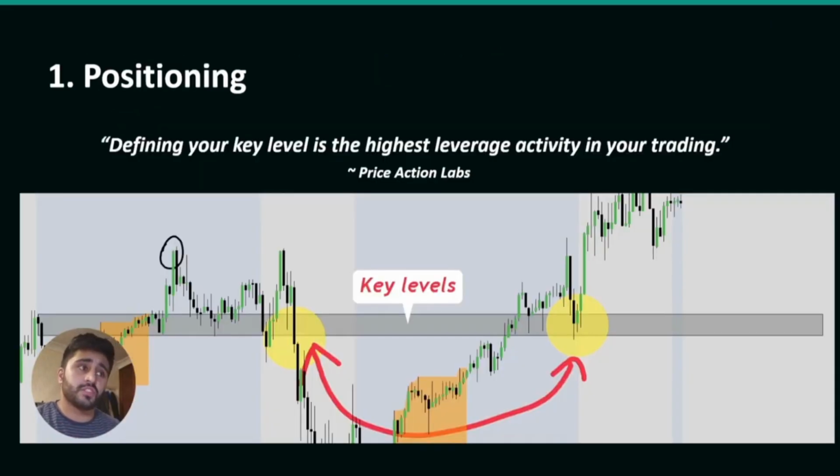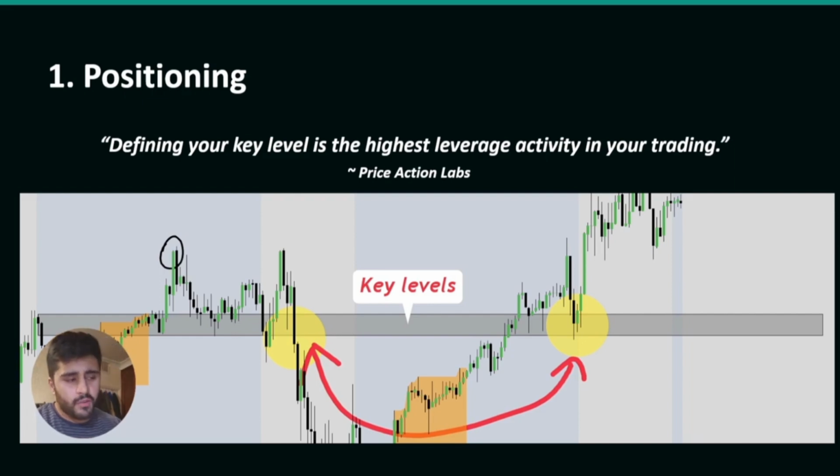The first is about positioning. And so what I often say to every trader that I work with is defining your key level is the highest leverage activity in your trading. So key levels are the most important thing. Those who know me, those who know how I trade, I speak about key levels probably more than anyone else. And the reason for this is because if you can define where your key level is, you will stay out of probably 90, if not 100% of your losses.